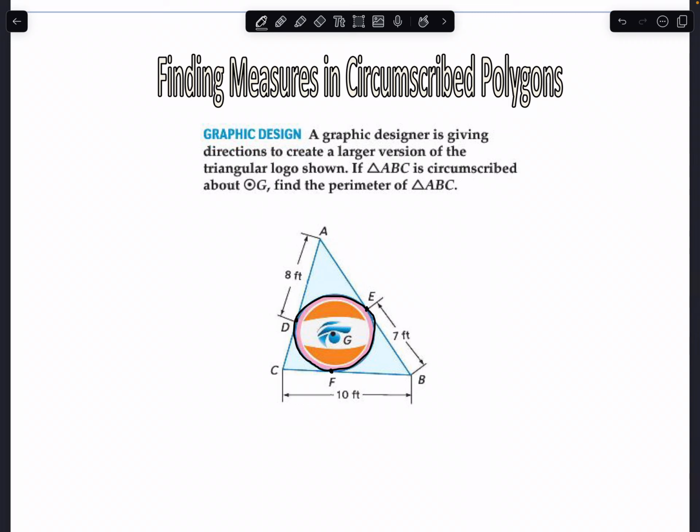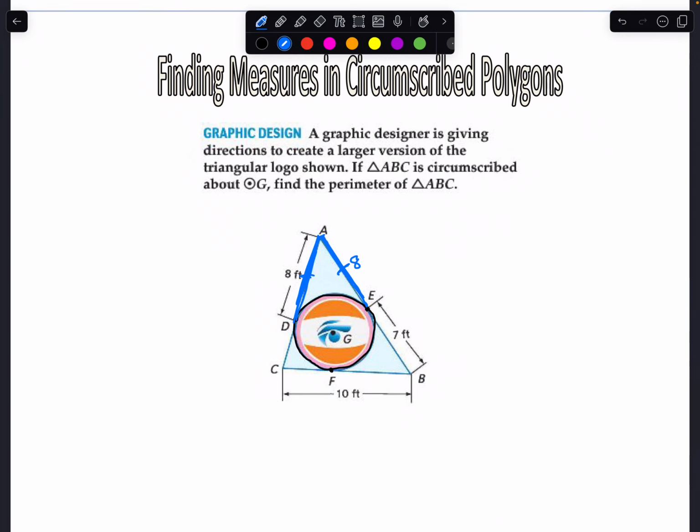Now, because it only crosses at one point, we know, I'm going to do this in three different colors, we know that these two lines are tangent, which means that these two blue lines are equal, right? That means that this is also 8. On the other side over here, I have these two lines are also tangent, which means these are also congruent to each other. So FB is also 7.